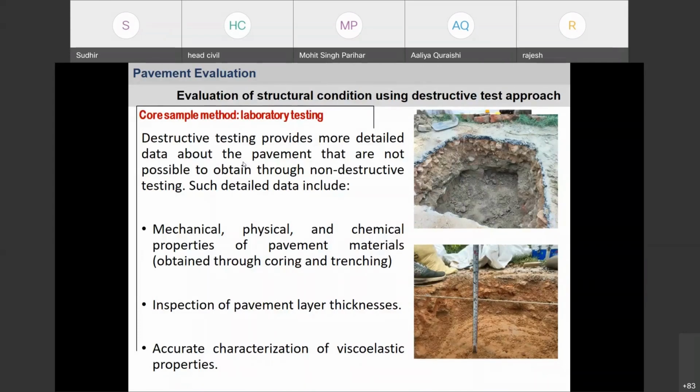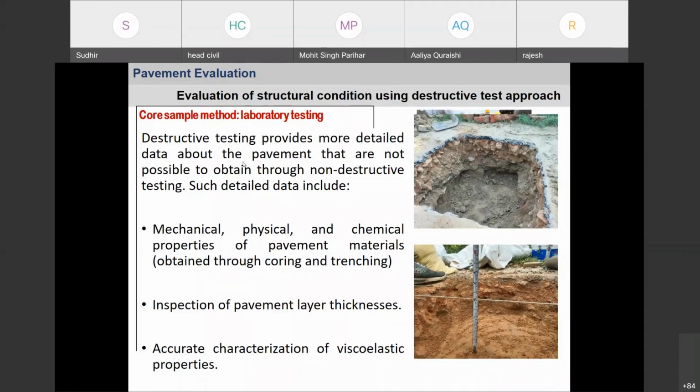So as you are collecting samples, you are basically empowering yourself with more details. So you might have more detailed data. Okay, you might take samples to the lab and obtain mechanical, physical, and chemical properties of the materials that have been used for the pavement construction. Okay, you may understand what the existing properties are in the existing pavement structure.